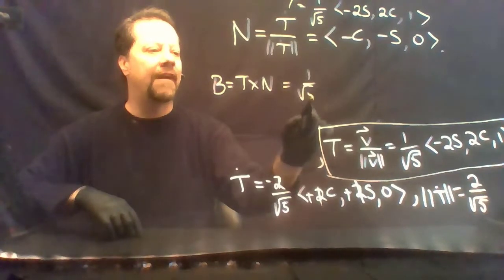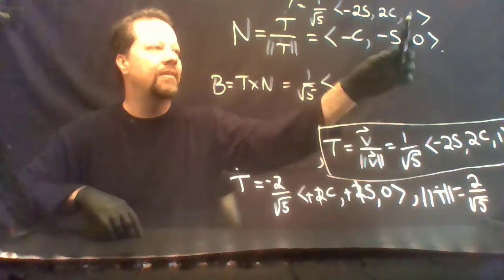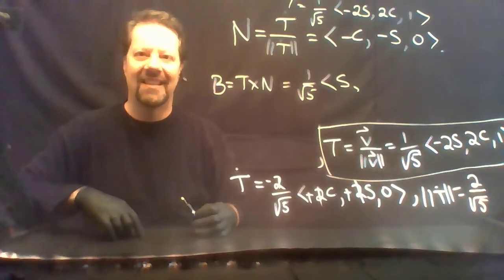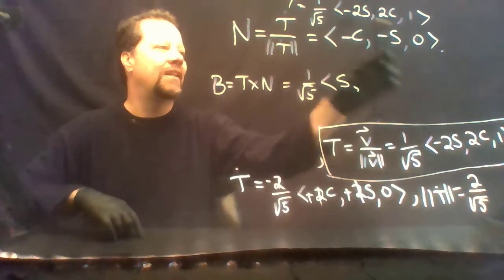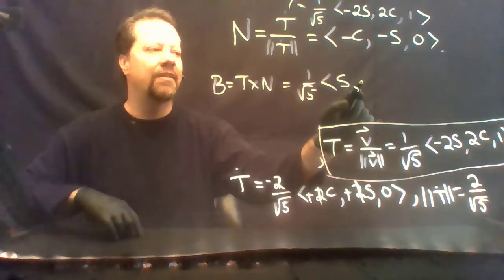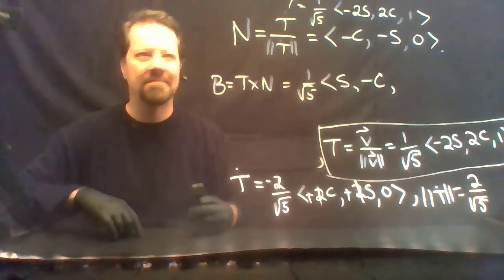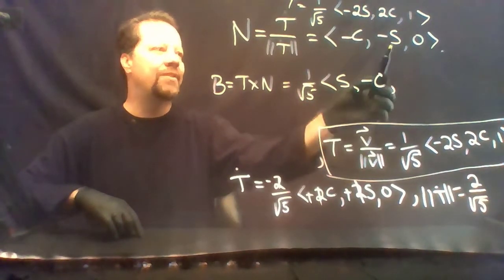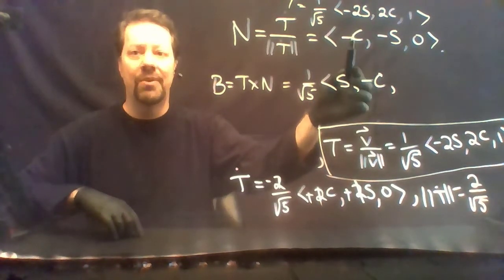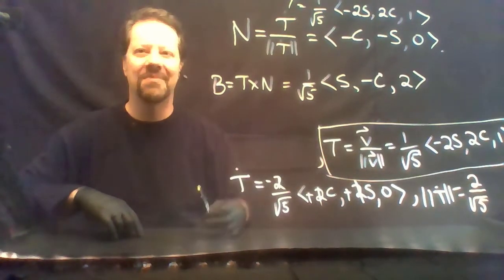The 1 over root 5 is coming along for the ride. We will have then 0 minus negative sine. That gives you sine. You will have 0 minus negative cosine, but don't forget to put a minus on that middle cofactor. Then we'll have 2 sine squared minus a negative 2 cosine squared. That's 2.